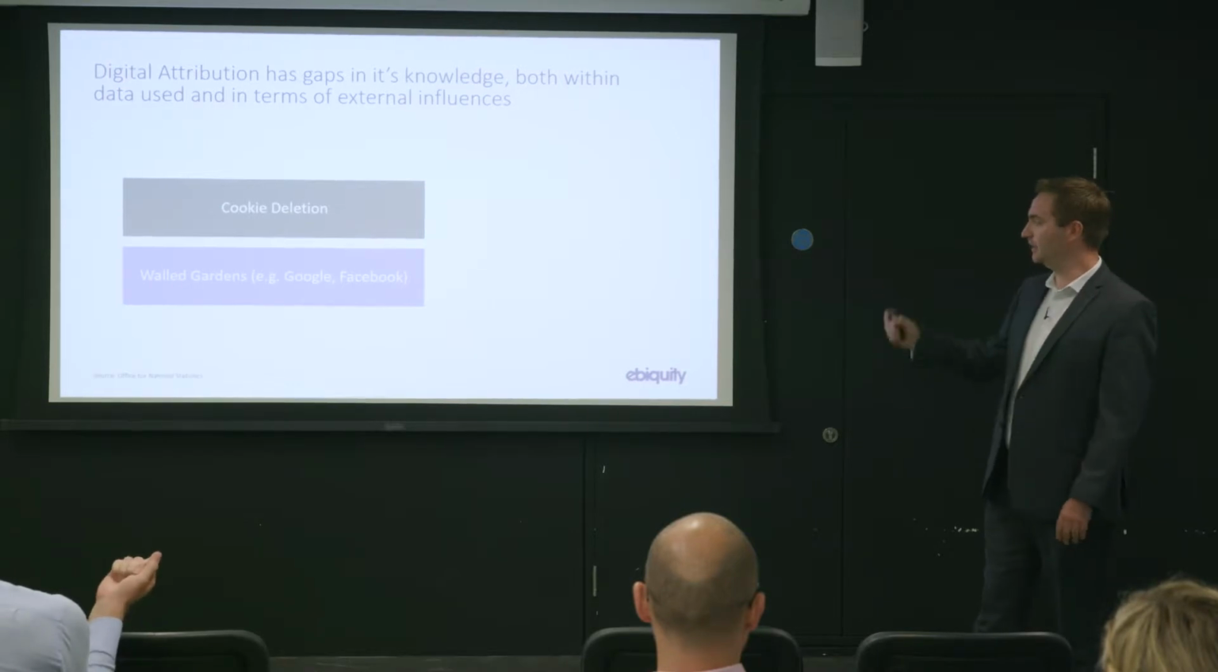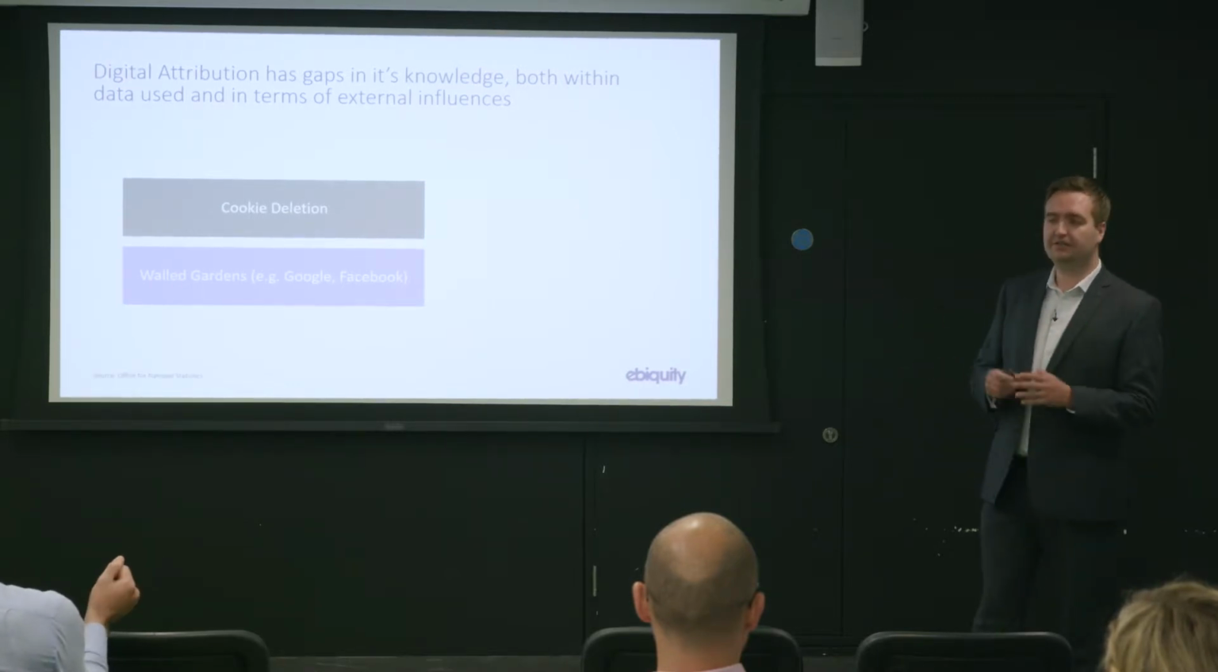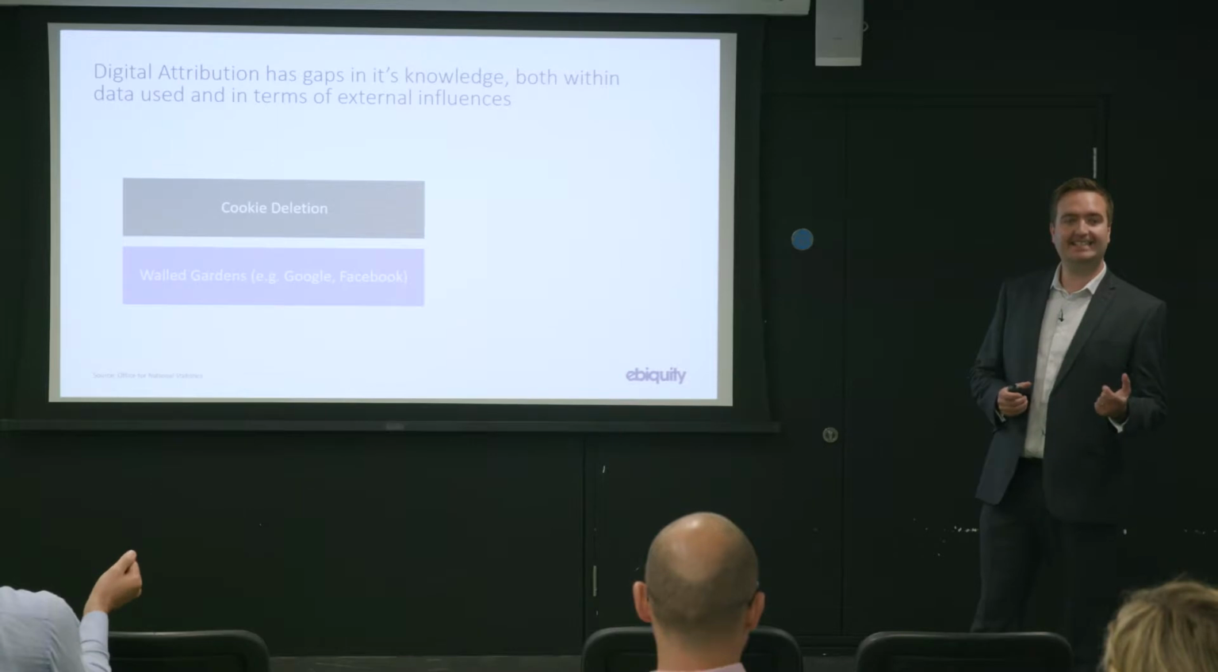Then again, big in the news is the walled gardens. We're not even really getting access to the data that we require. Google, Facebook are stopping sharing some of their data that makes attribution possible. And then within that, we've now got Apple stopping sharing, Facebook placing web tracking tools on their devices. So again, there are people stopping sharing what would seem like perfectly good data to do digital attribution.